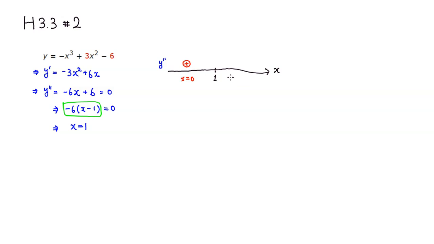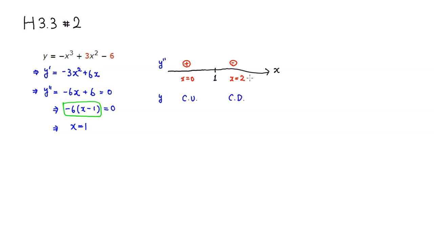And after 1, I'll probably try 2. You can see that negative 6 times 2 minus 1 is going to be negative. So you have a negative there. Which means that the original function y is going to be concave upward on the interval before 1. After 1, it's going to be concave downward.